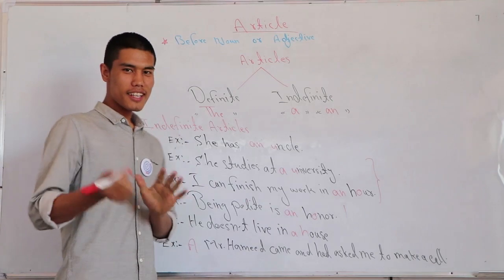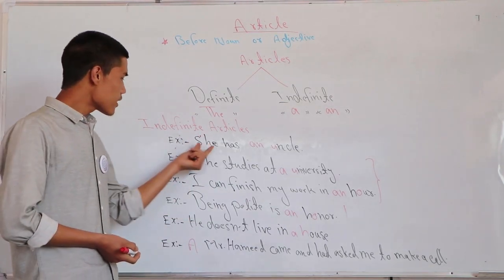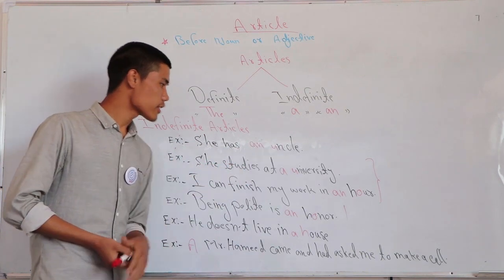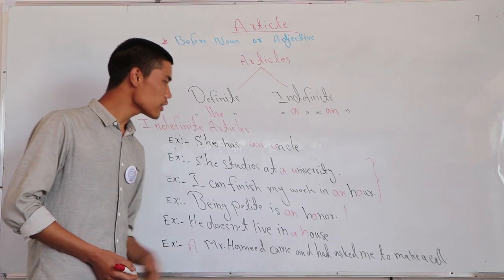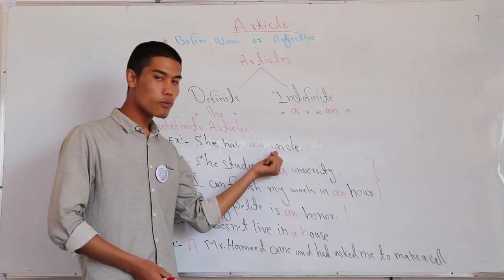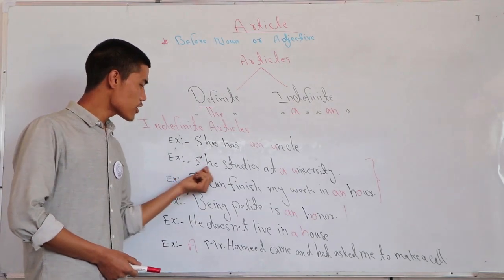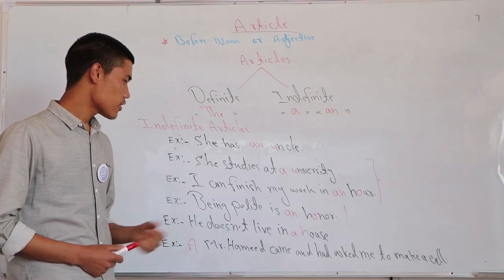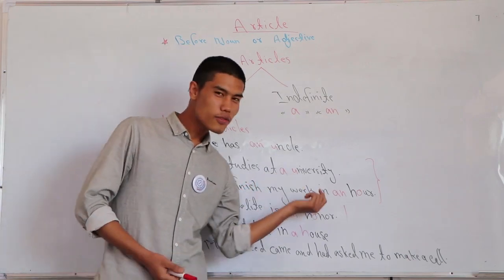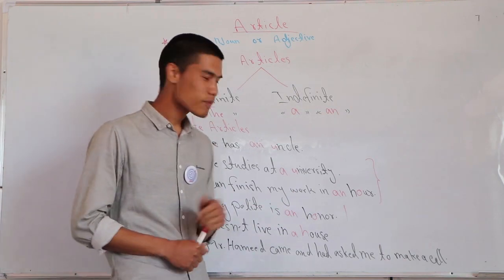Now let's look at these examples. She has an uncle. We use "an" before uncle because it begins with U. U is one of the vowel letters. She studies at a university. She studies at a university. Which one is correct? What do you think?